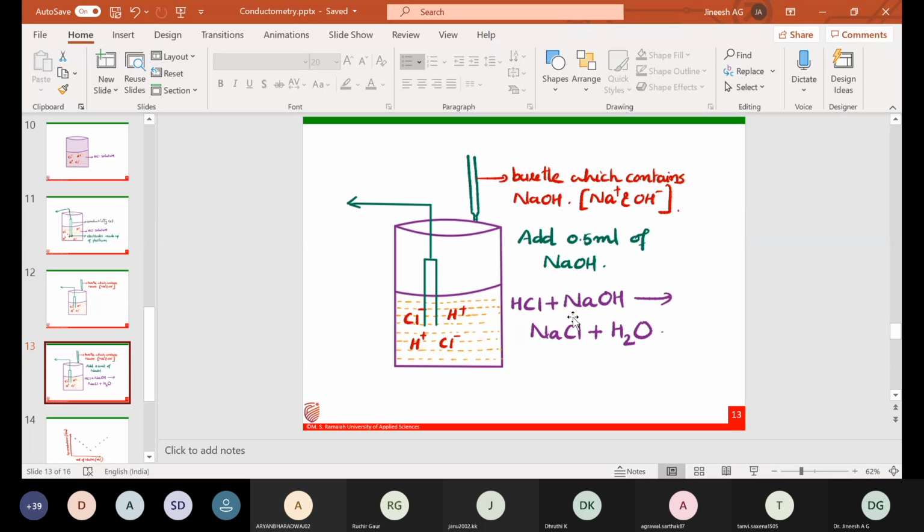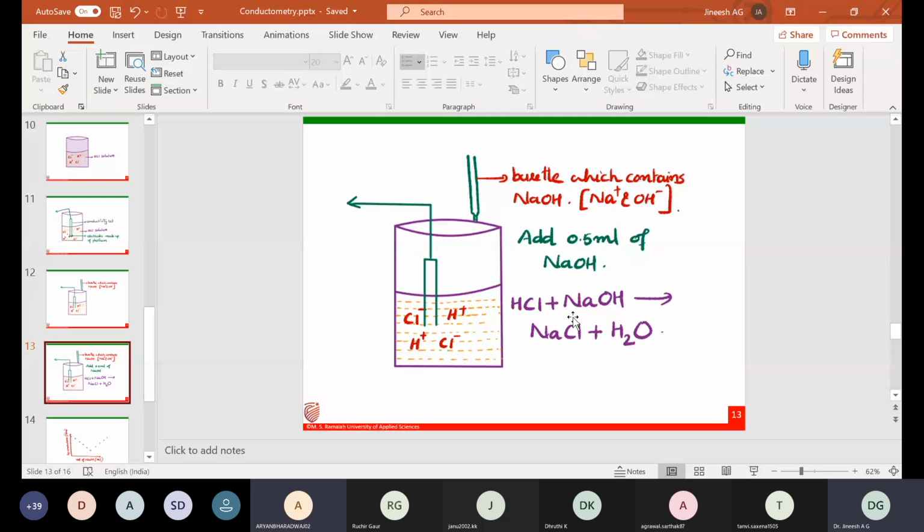Yes, sir. Because initially H plus were more. You are adding sodium hydroxide, H plus concentration came down. At a particular point, the entire H plus ions will be consumed, and we call that point the neutralization point. Am I right?